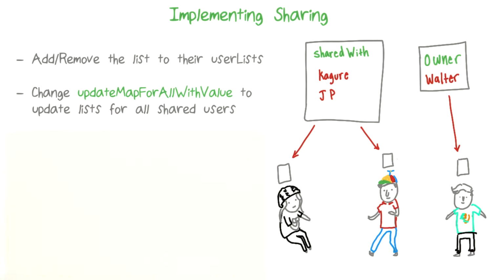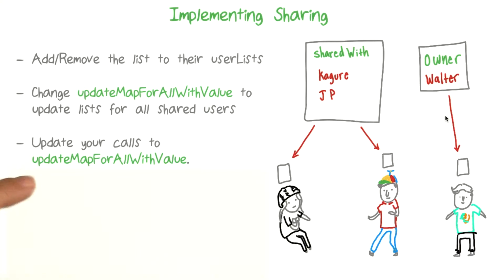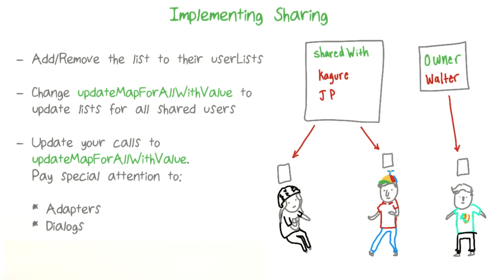For update map for all with value to actually be able to do this, you might need to change the signature to include passing in a shared with list. And since you're probably going to be changing around that method signature, you're also going to want to update all the places that you call update map for all with value so that you can pass in that shared with list. You might find that you're calling this method from adapters and dialogues, and that gets a little bit more tricky. Let me give you some tips.